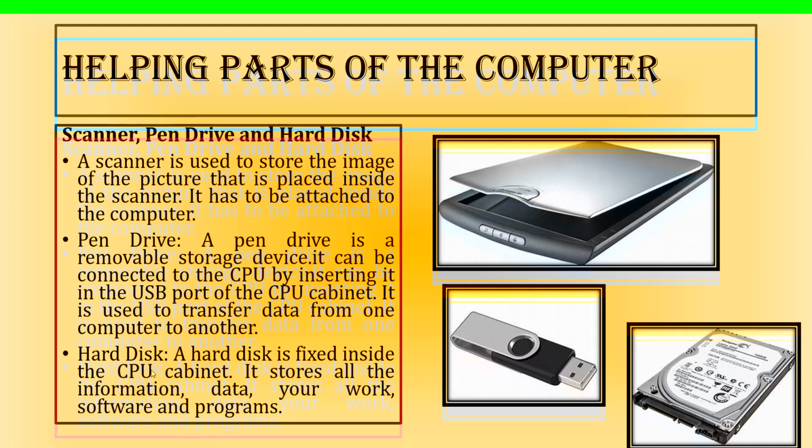A hard disk or hard drive is fixed inside the cabinet or the CPU. It stores all the information, like doc information, PDF information, any data you can store on the hard drive. Also your work, software and programs. It is the most important part of the computer.